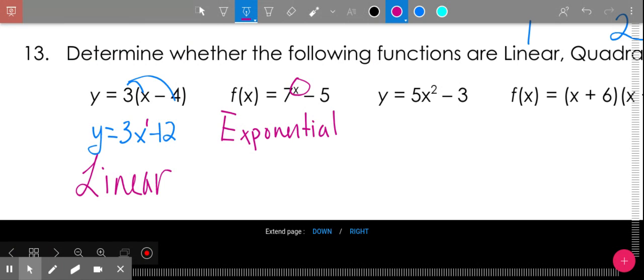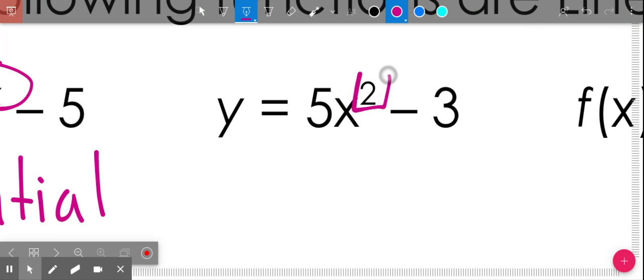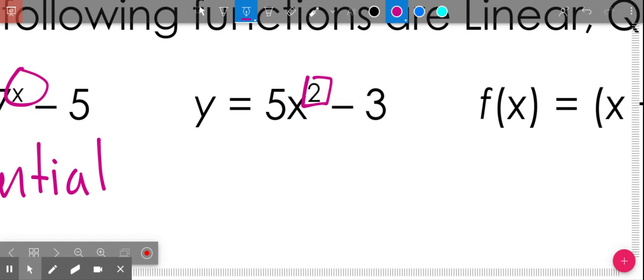The next one, we have 5x squared minus 3. Since we have something squared, my largest exponent is a 2, so that's going to be quadratic.